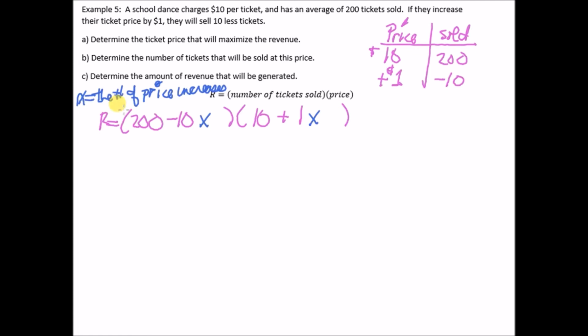All right, now let's reread A. Determine the ticket price that will maximize the revenue. When I read maximize revenue, I'm thinking immediately vertex. This is already in factored form. Not truly factored form, because the x term would be first and we'd have to factor out that negative sign. We could factor out that 10, but it's in factored enough form. So we can solve directly for the x's. Let's equate this to 0.